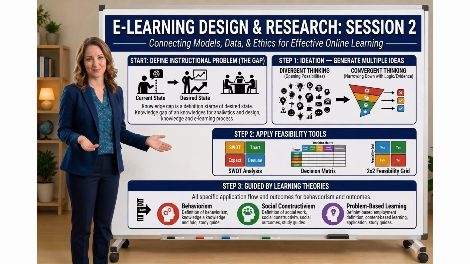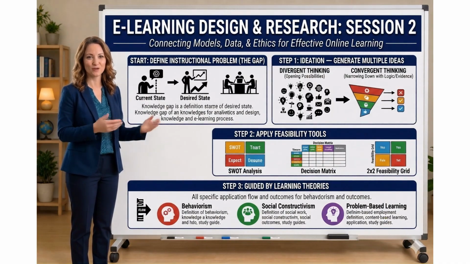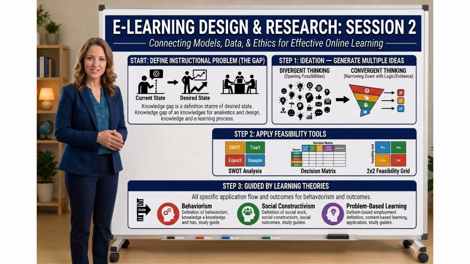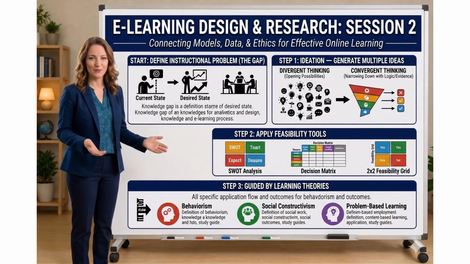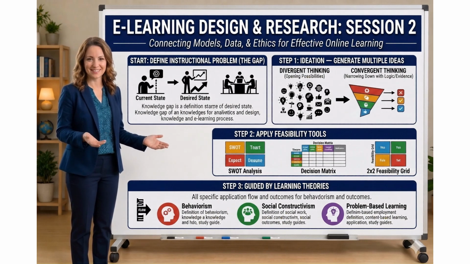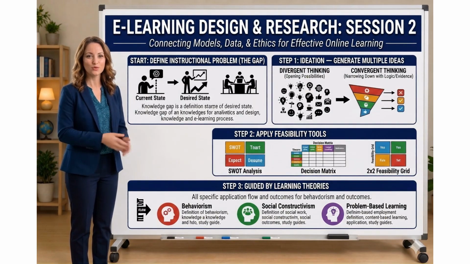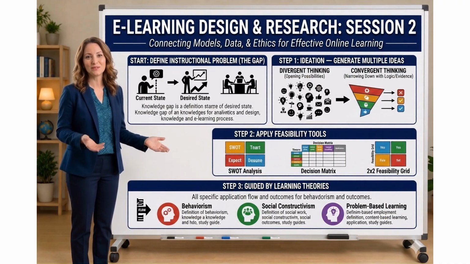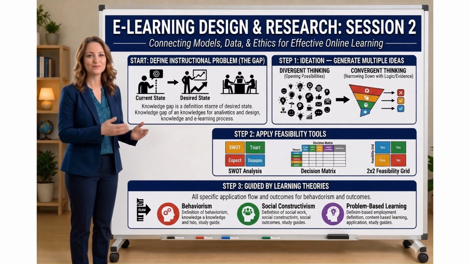Every good e-learning solution starts with a clearly defined instructional problem, the gap between what learners know and what they need to know. Once you have the problem, you don't jump to one answer. You generate multiple ideas first. This is called divergent thinking, opening up possibilities. Then you use convergent thinking to narrow them down using logic and evidence. Tools like SWOT analyses, decision matrices, and 2x2 grids help you compare options and choose the most feasible solution.